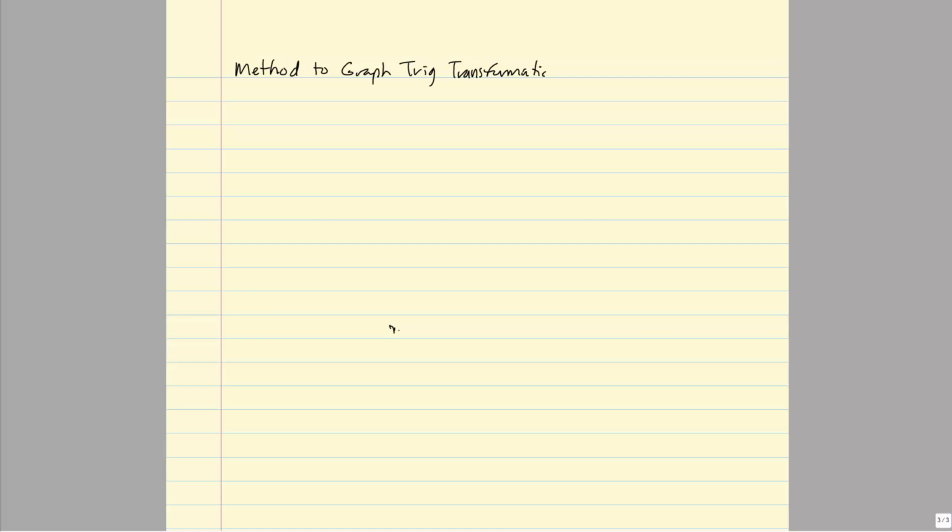Now this method for graphing trig transformations, if you follow through step by step, it will work really nicely every time. So the first thing we do is we find an interval, and basically this is going to be the period. Find an interval whose length is 1 period.